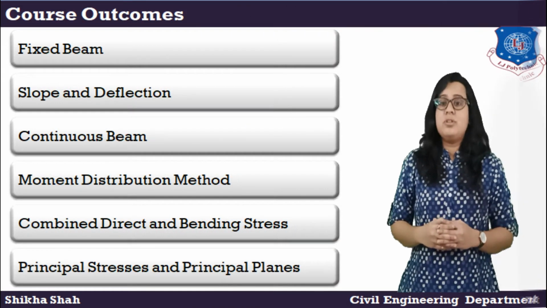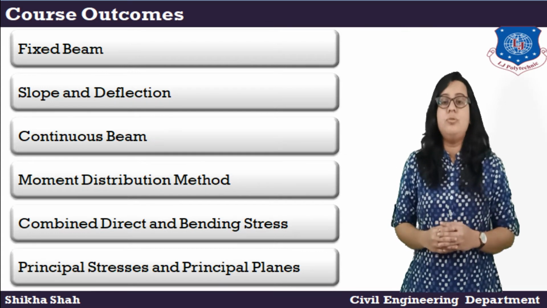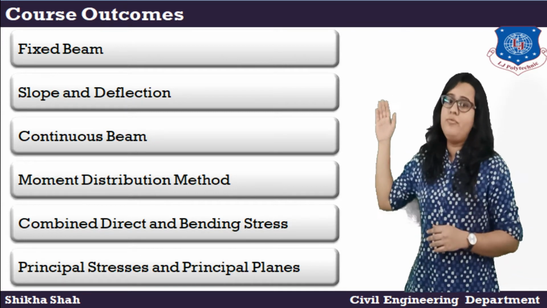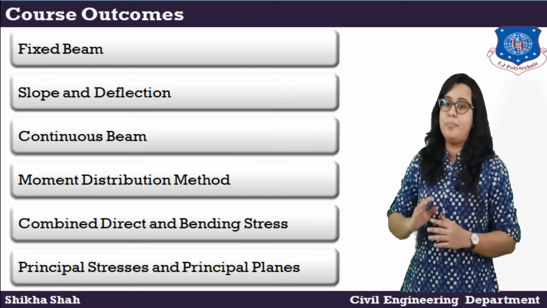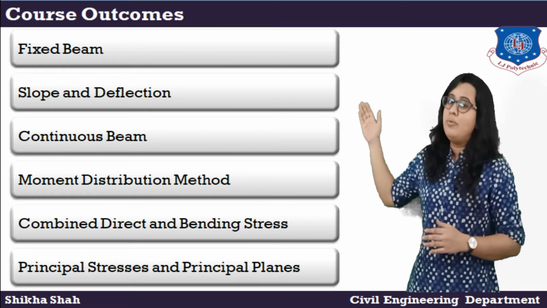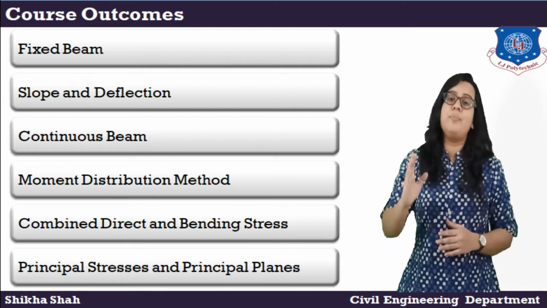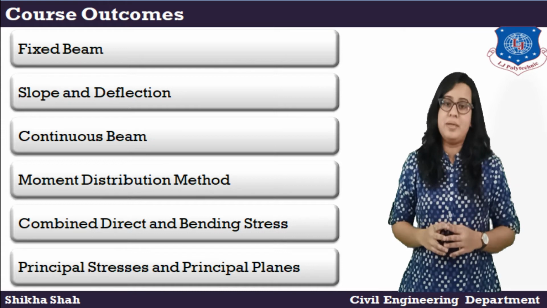If we talk about the topics which we have to study in this subject, or the course outcomes, the first one is fixed beam. From this chapter, we can learn how to calculate the fixed end moment. The second one is slope and deflection. In this chapter, students can learn how to compute maximum slope and deflection for simply supported and cantilever beams.